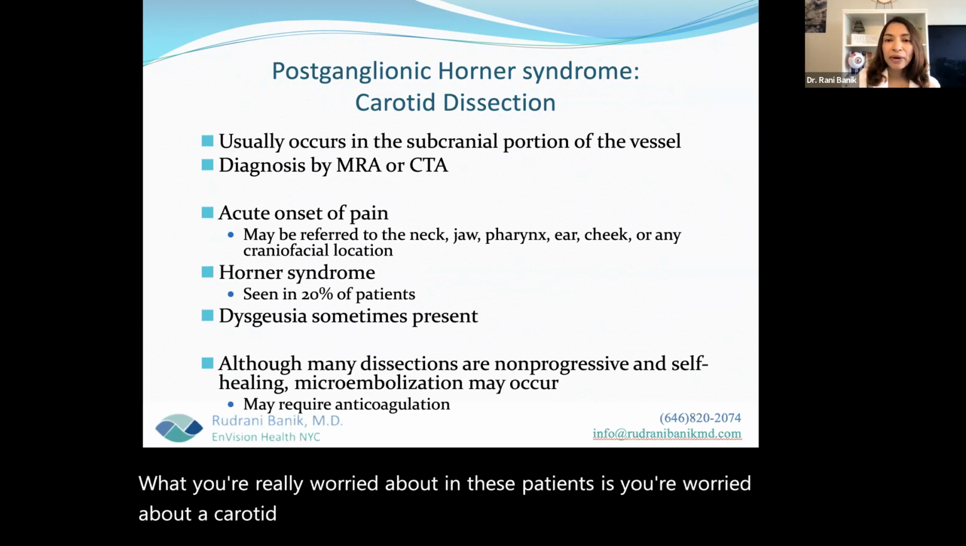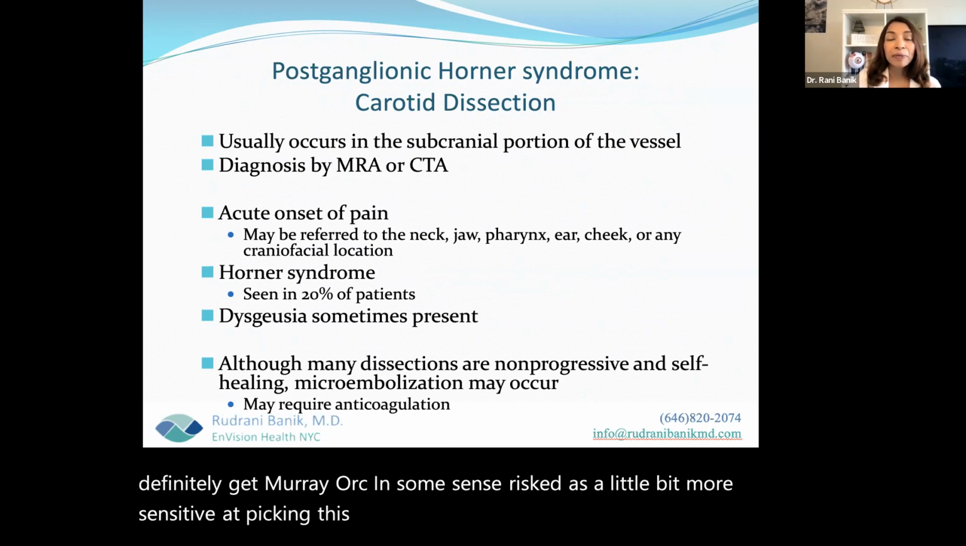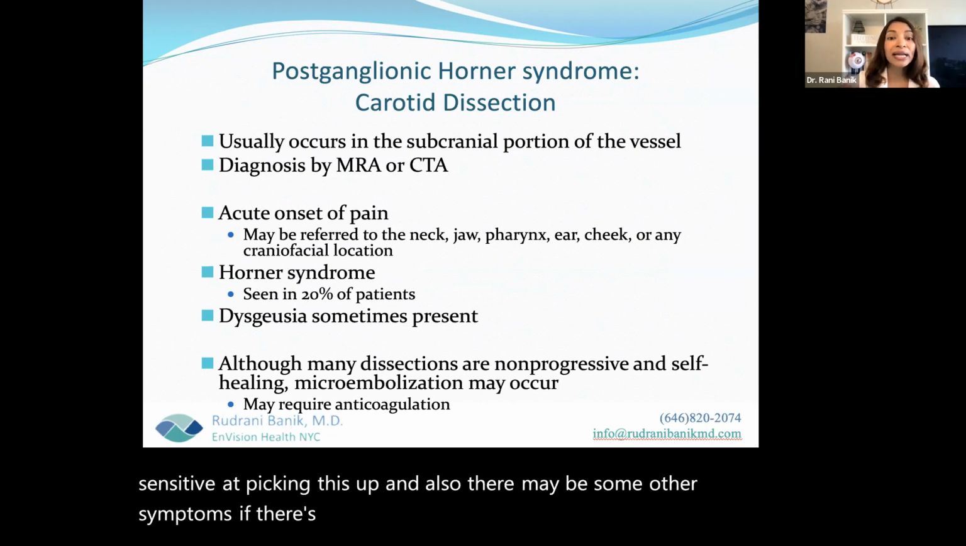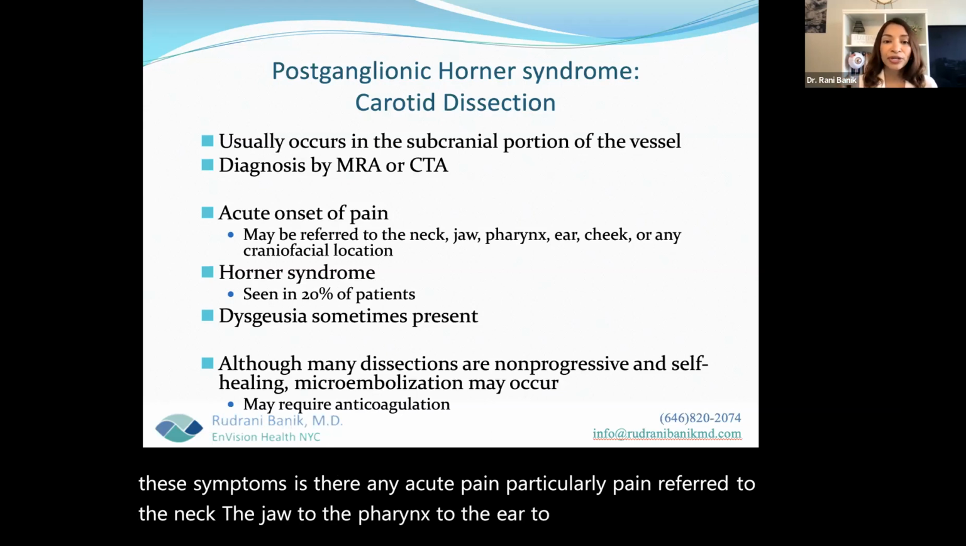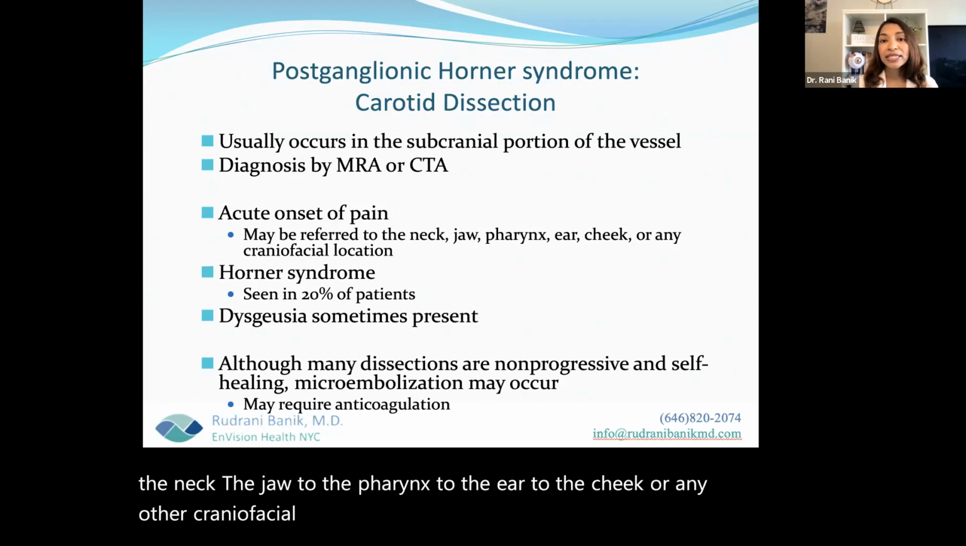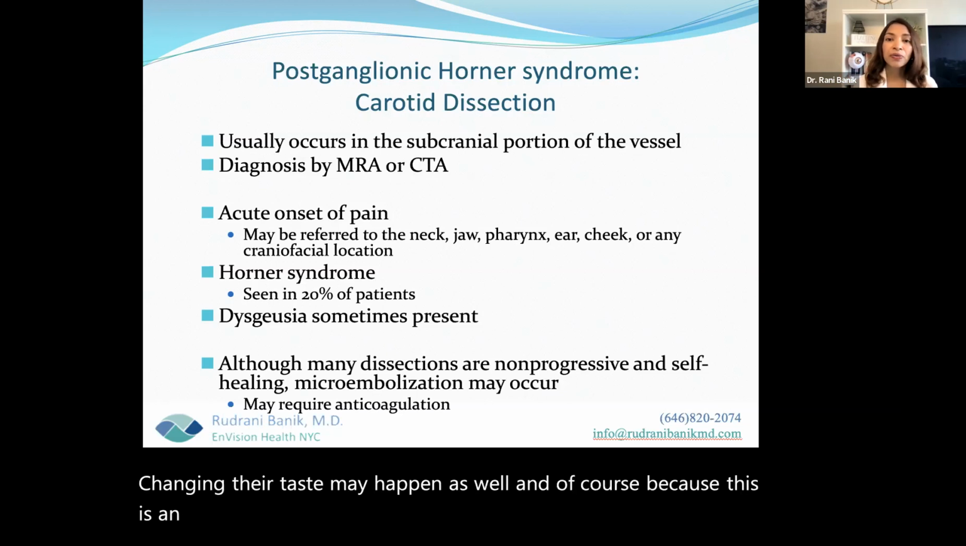If you're worried about dissection, definitely get MRA or CTA. In some centers, CTA is a little bit more sensitive at picking this up. There may also be some other symptoms if there's a carotid dissection, so you want to ask about these symptoms. Is there any acute pain, particularly pain referred to the neck, to the jaw, to the pharynx, to the ear, to the cheek, or any other craniofacial location? And dysgeusia, so changing their taste, may happen as well. And of course, because this is an emergency, you want to get them worked up and be co-managed with a neurologist.